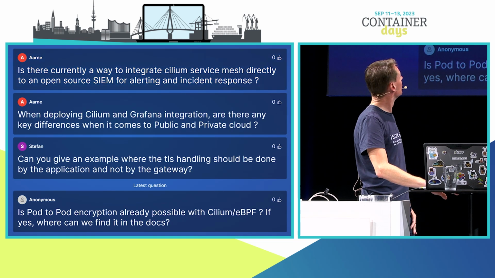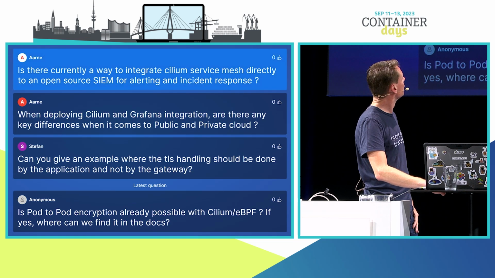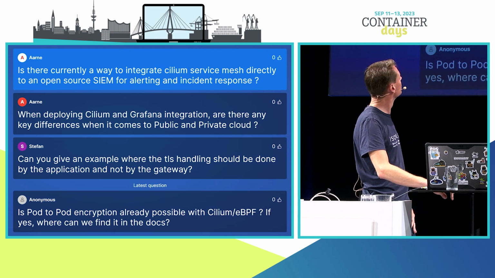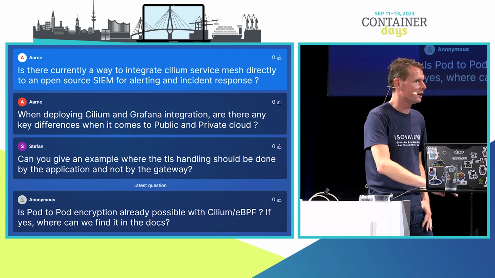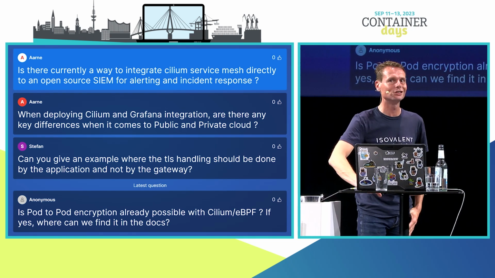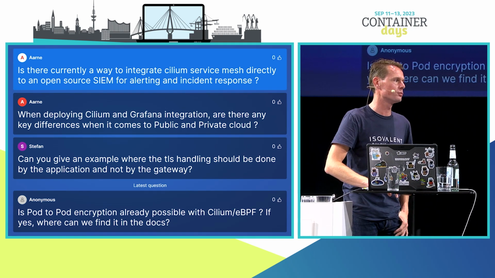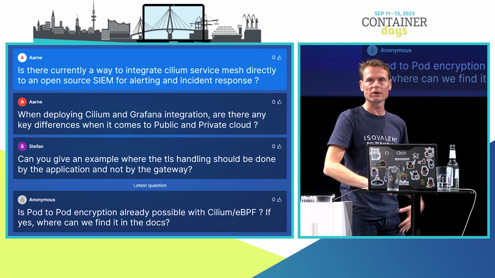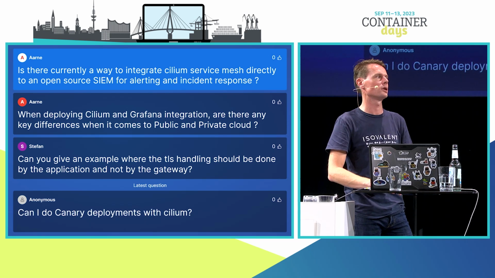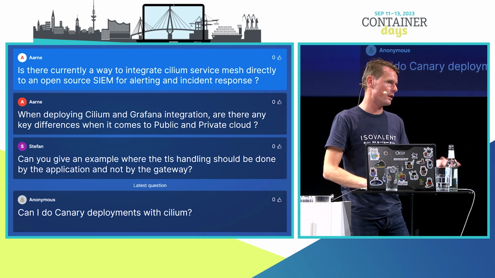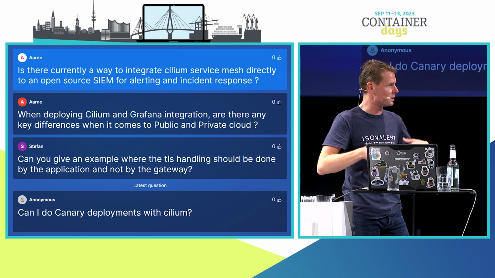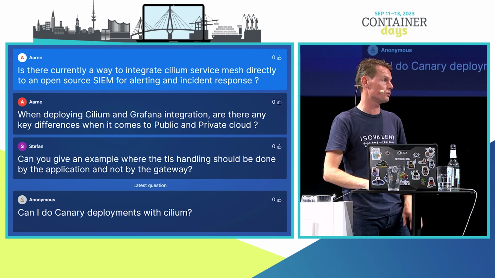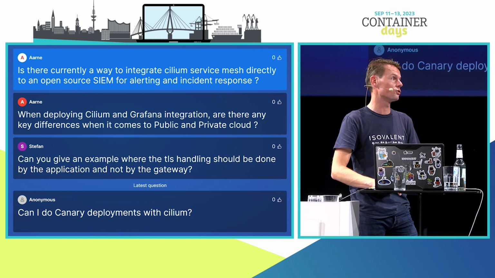Is there a current way to integrate Cilium Service Mesh directly to an open source SIEM for alerting and incident response? Yes. However, not in open source. You could, however, export flows using JSON output and then use another solution to export that to a SIEM. In our enterprise solution, we have a built-in component called Hubble Enterprise, which can forward all related flows with filters to an external SIEM solution.